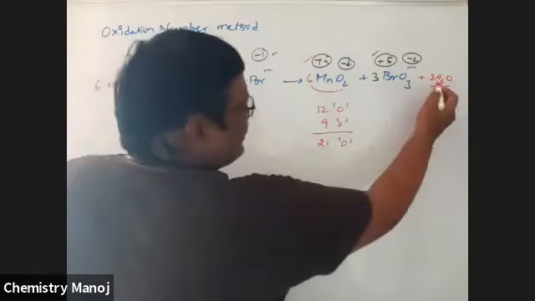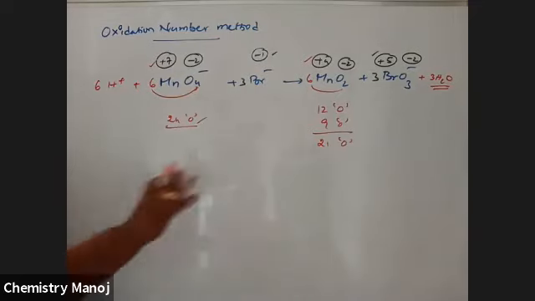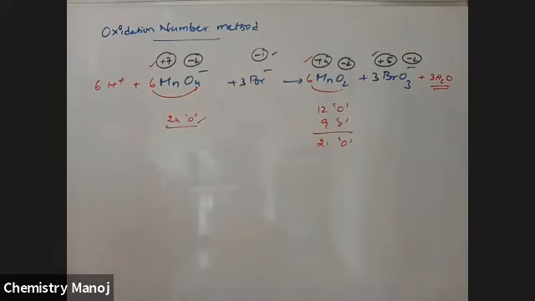There 6 hydrogens are there. 6 H plus are used here. Now I think atoms are balanced. Automatically charges are also balanced.